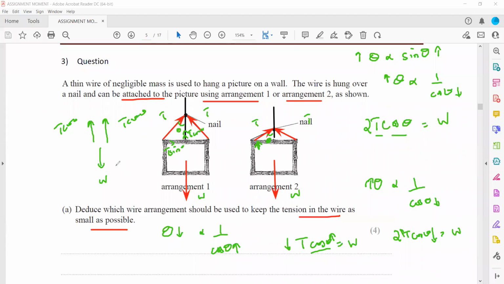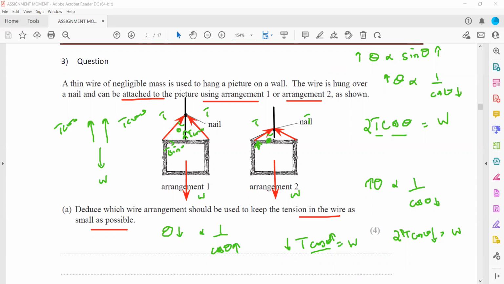So this was question 3 part A. When you write in the exam, first mention that weight is equal to 2T cos theta. Whenever an object is hung by a wire or a string, the weight is balanced by the cosine component of the tension. Because two parts of the string are there, it is equal to 2T cos theta.